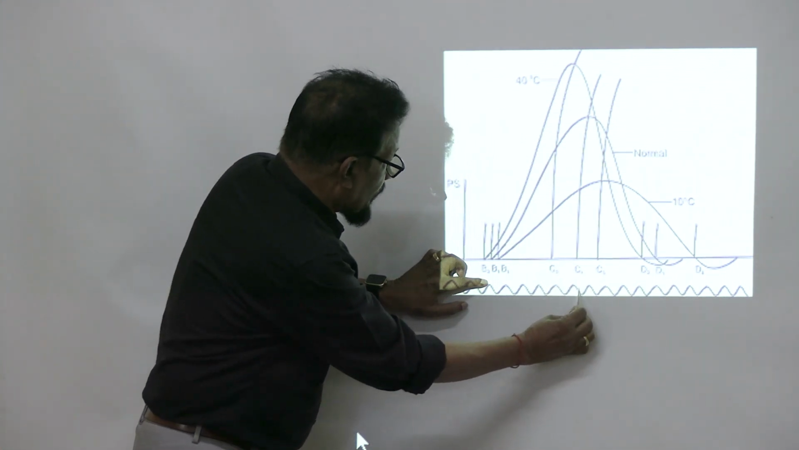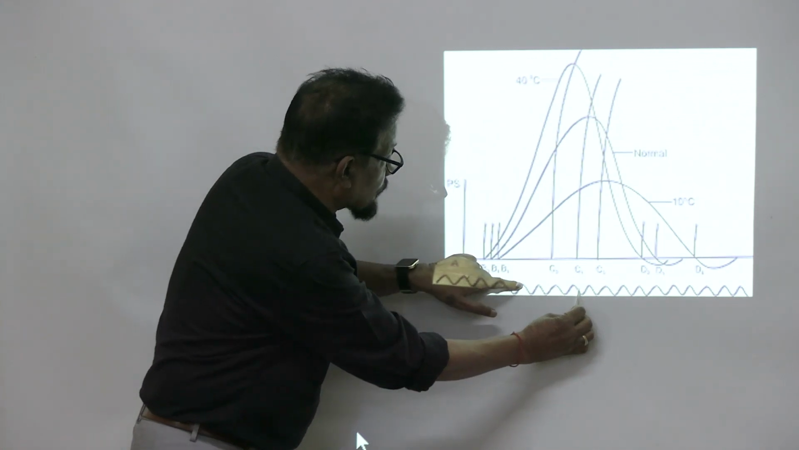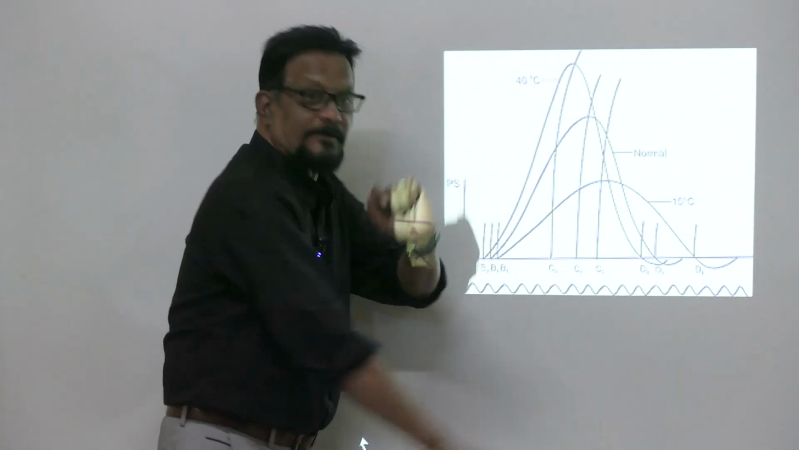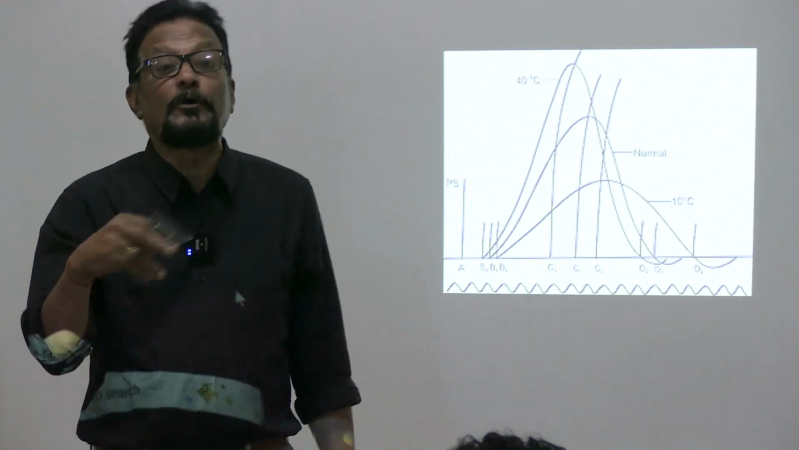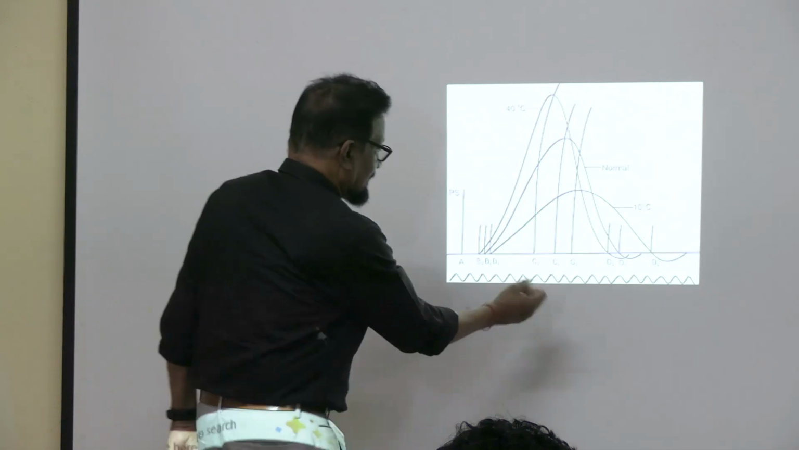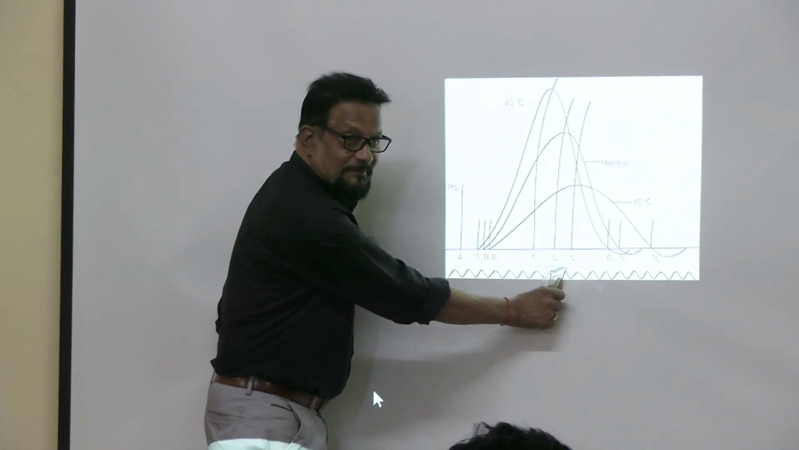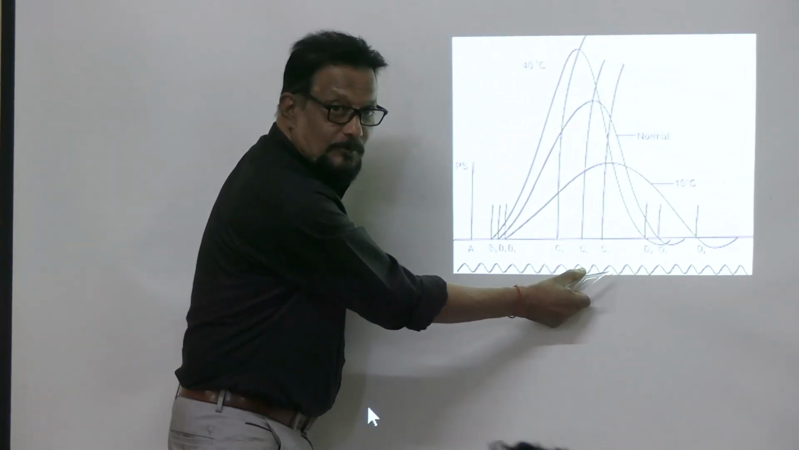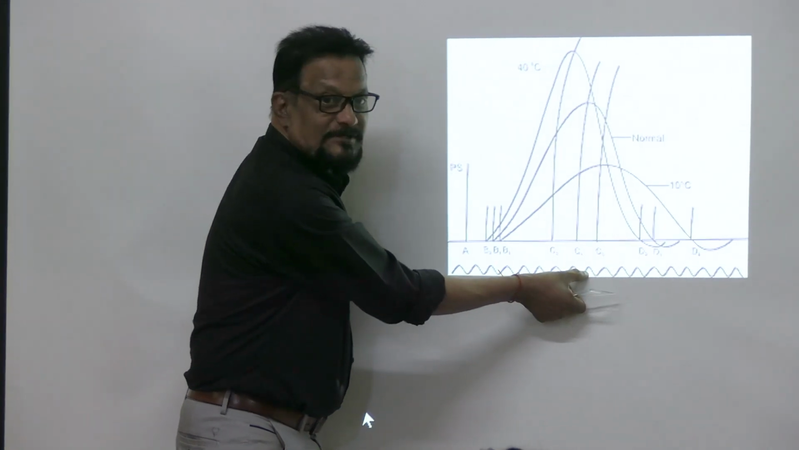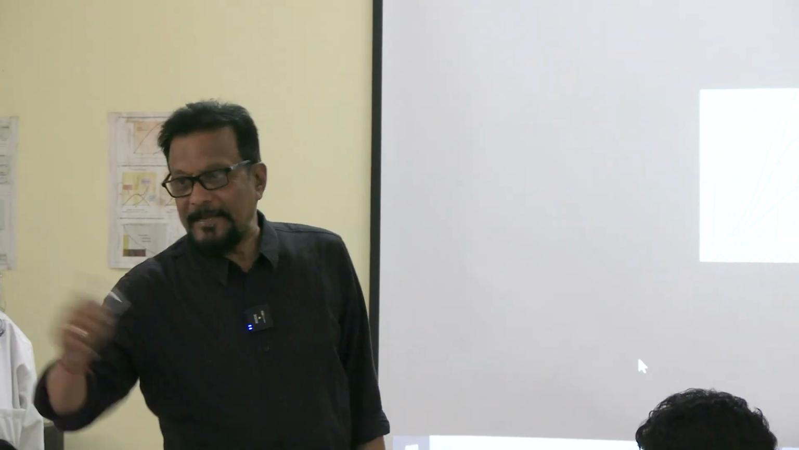Here. So how many? 1, 2, 3, 4, 5.5. Not 5.5, 5.25. Here it is 5.5, here it is 5.25, here it is 5.75. Now calculate the time. 5.5 into 0.01. So how much does it come to?